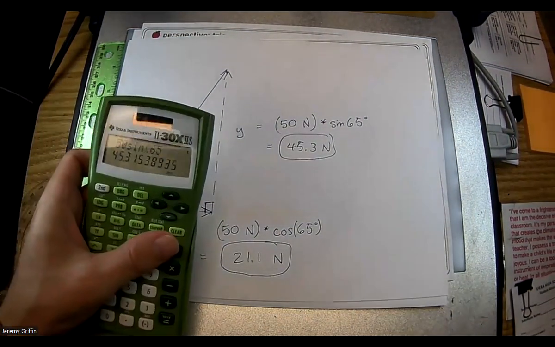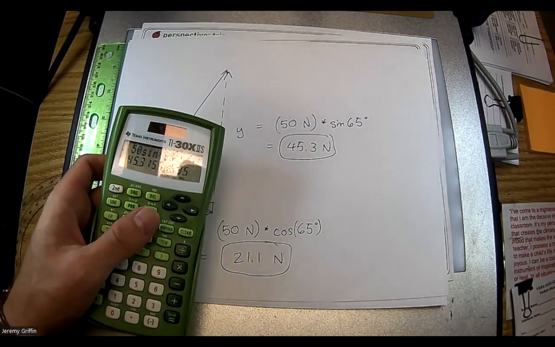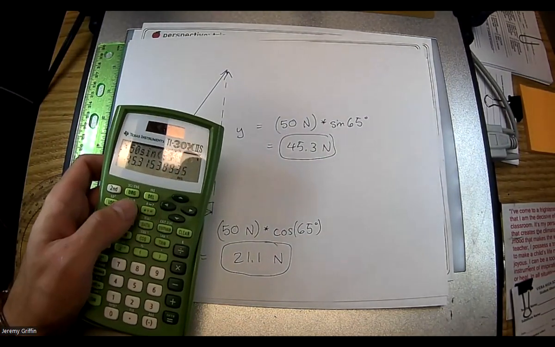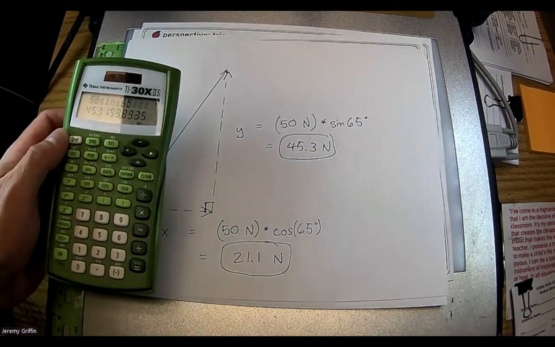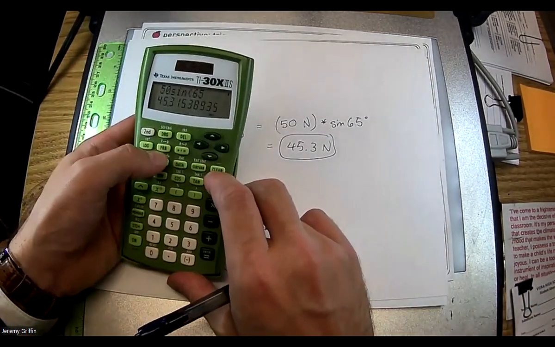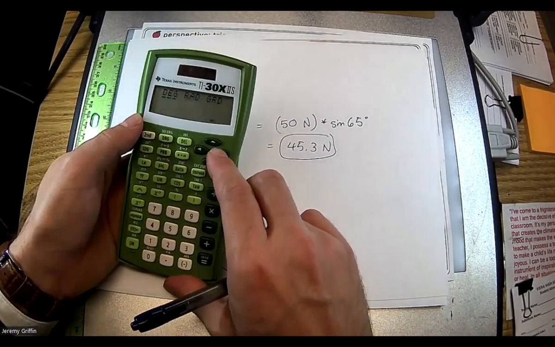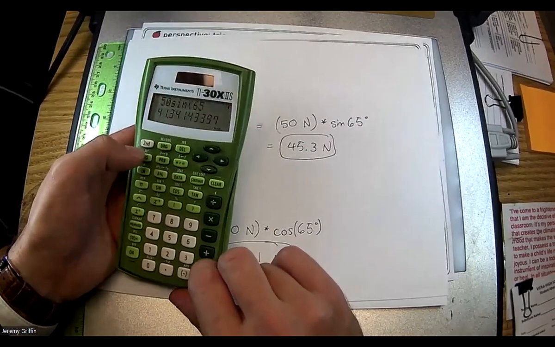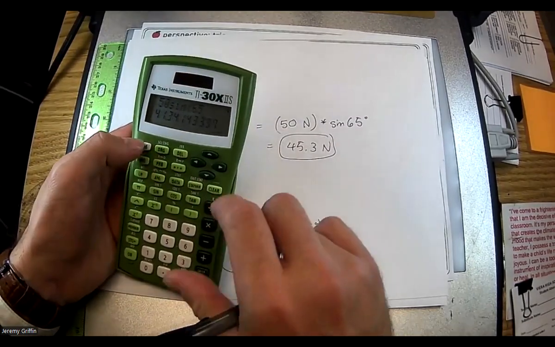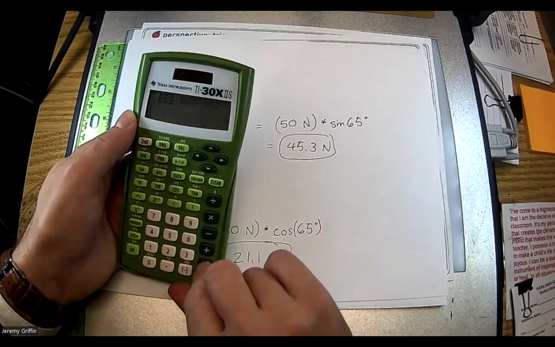Go ahead. Did you do 50 sine 65? Is your calculator in degrees and not radians? Is there like a mode button on the calculator? Let me see what I get if I put my calculator in radians. Degrees, switch to radian, see what that is. Oh, that's exactly what it is. Your calculator's in radians. So find some kind of mode. Every calculator is different.